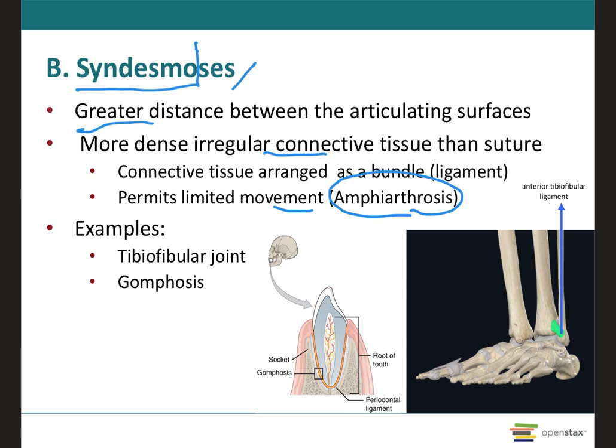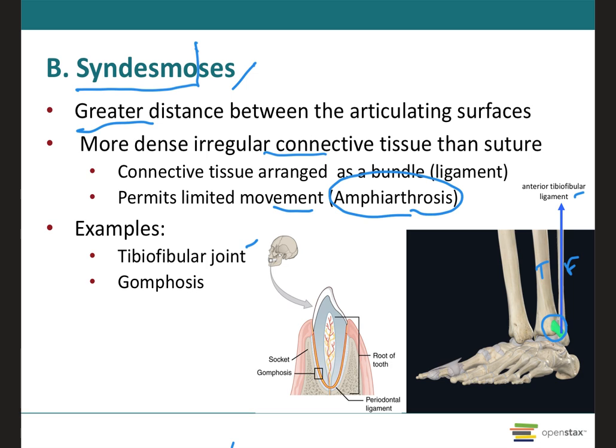One example of the syndesmosis is the distal tibiofibular joint. Like the name says, it is a joint between the tibia and the fibula, and you're going to have the anterior tibiofibular ligament highlighted here, which will connect the tibia and the fibula. And notice how this ligament is broader compared to the suture.